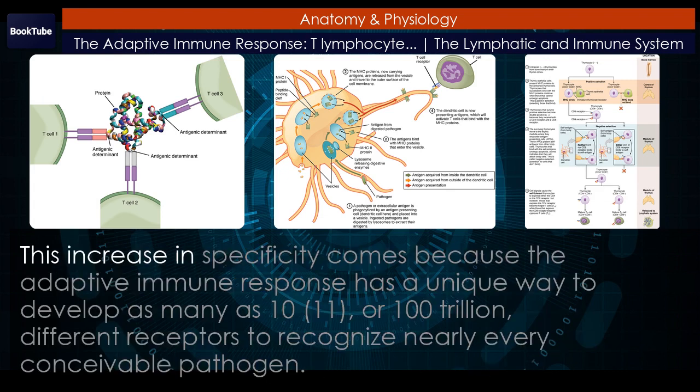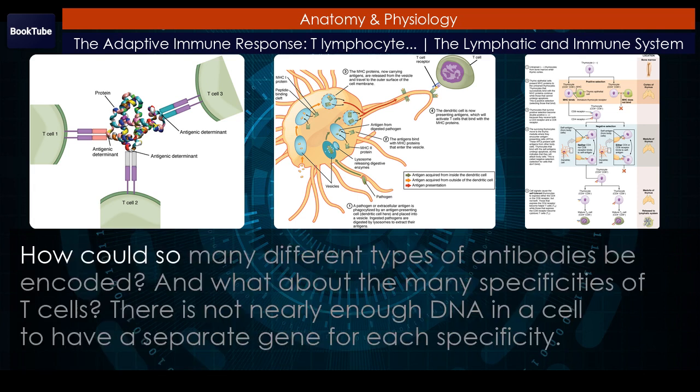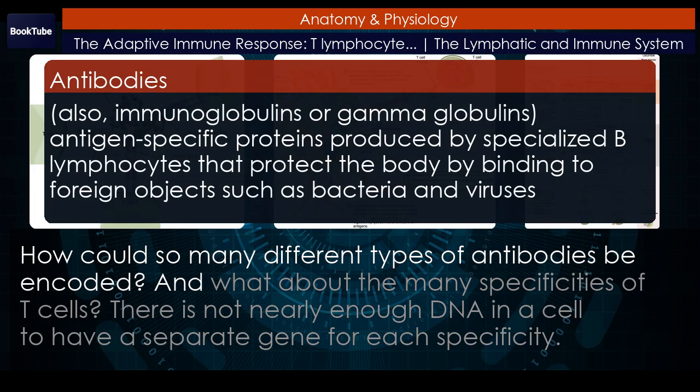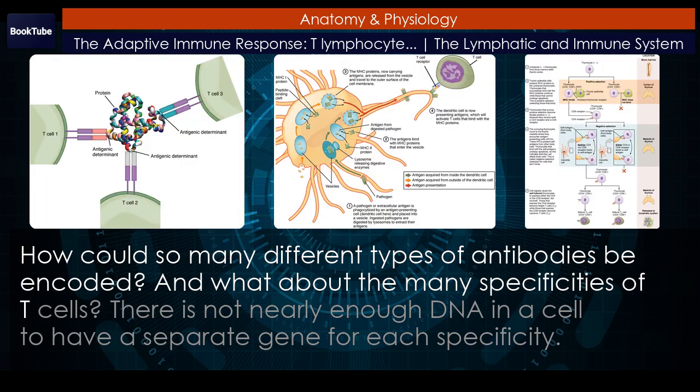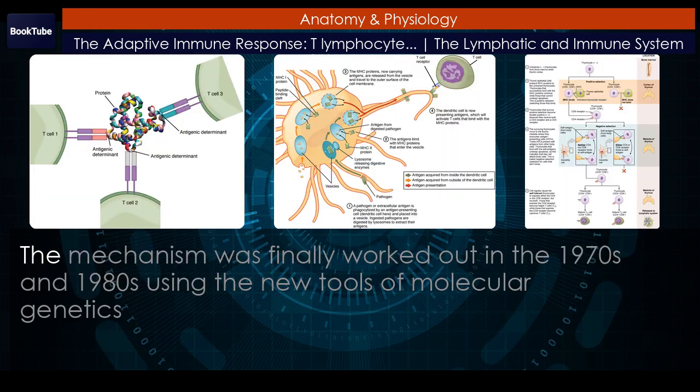This increase in specificity comes because the adaptive immune response has a unique way to develop as many as 10^11, or 100 trillion, different receptors to recognize nearly every conceivable pathogen. How could so many different types of antibodies be encoded? And what about the many specificities of T cells? There is not nearly enough DNA in a cell to have a separate gene for each specificity. The mechanism was finally worked out in the 1970s and 1980s using the new tools of molecular genetics.